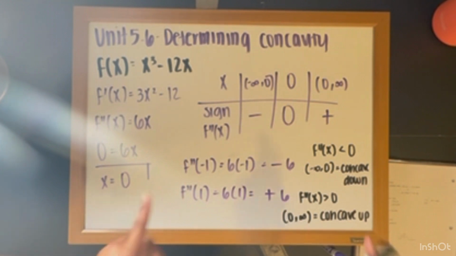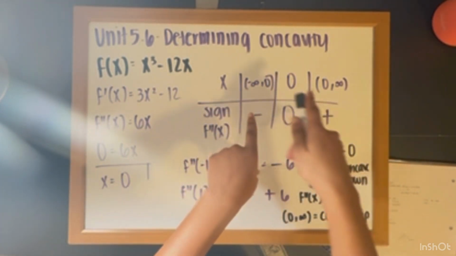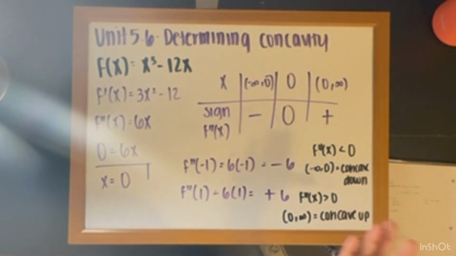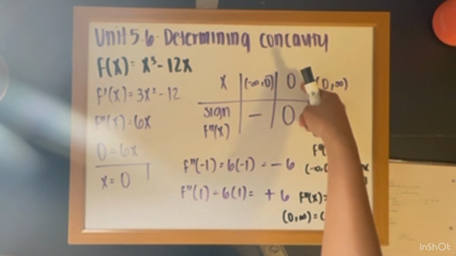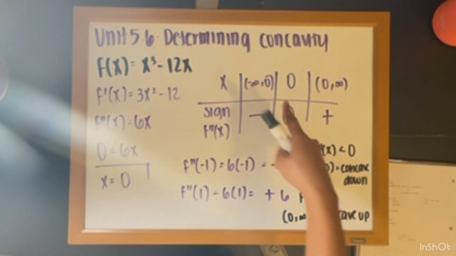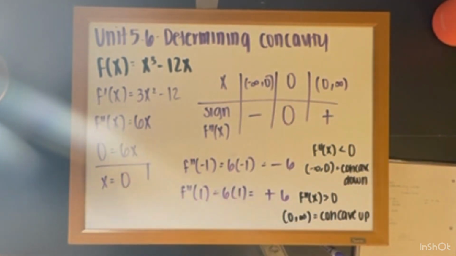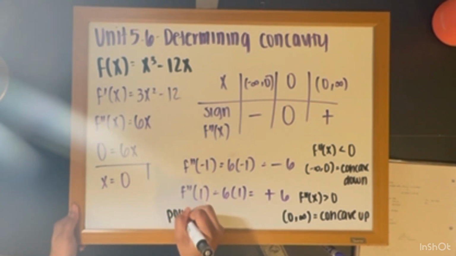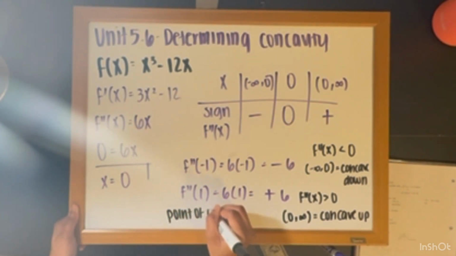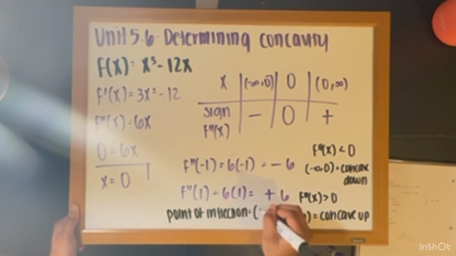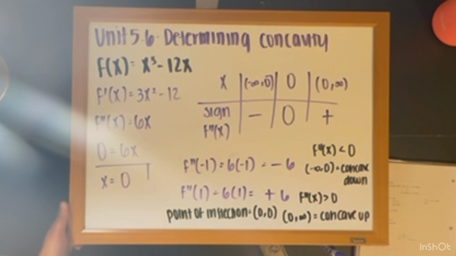So we can see that over the interval, it went from concave down to concave up, which means that our concavity changes, which means we have a point of inflection. So the point of inflection would be at 0, 0, because this is when it went from concave down to concave up. So we determined concavity, but we also found our point of inflection, which happened to be 0, 0.